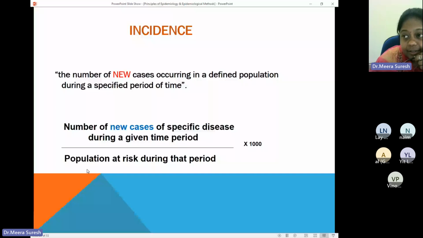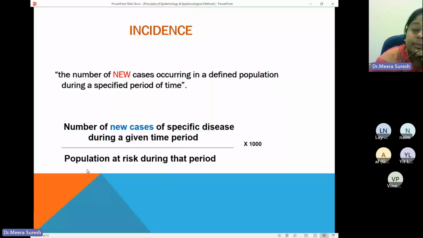So you have to be very careful when you're mentioning what the denominator is. As I told you, if it is cancer cervix, the denominator should be those women who have a cervix or uterus or whatever. That should be the denominator. It shouldn't be the total females or even the total population.